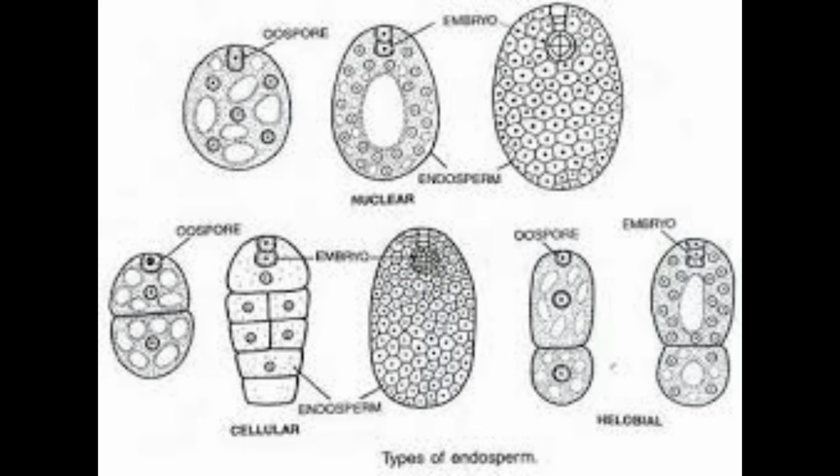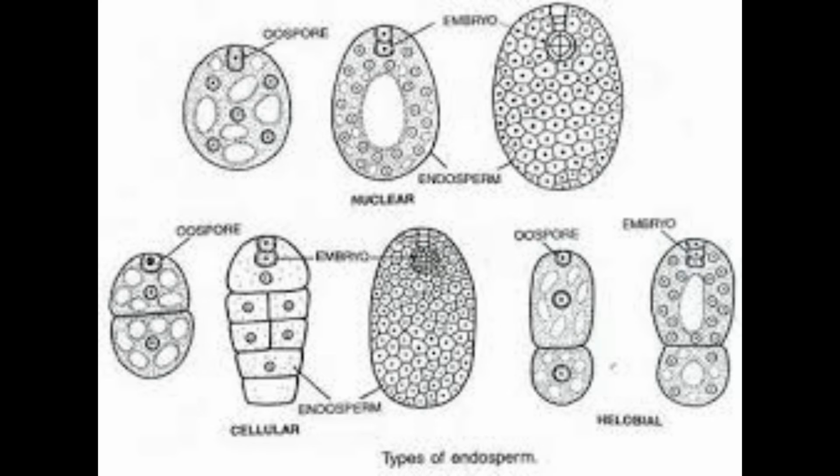The second one is cellular endosperm. This type of endosperm is found in the Gamopetalae group. During the development, each division of the primary endosperm nucleus is followed by cytokinesis, so that the endosperm remains cellular from the beginning.